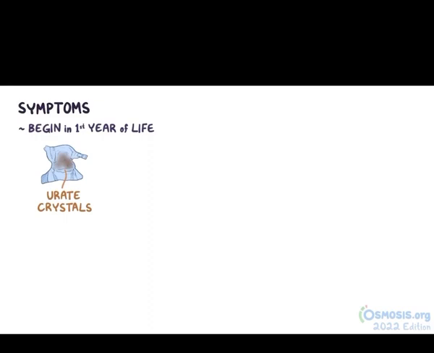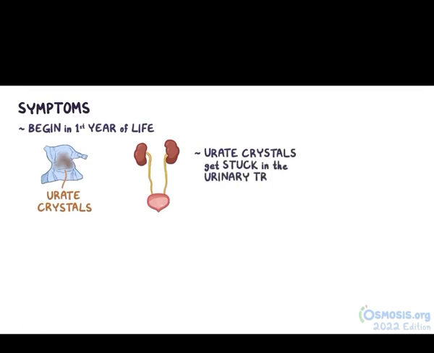Symptoms of Lesch Nyhan syndrome typically present during the first year of life. Sometimes the uric acid forms small orange sand-like urate crystals that can go through the urinary tract and end up in an infant's diaper. Other times, the uric acid forms larger urate crystals that get stuck in the urinary tract and cause intense pain, fussiness, and hematuria, or blood in the urine, as well as recurrent urinary tract infections.